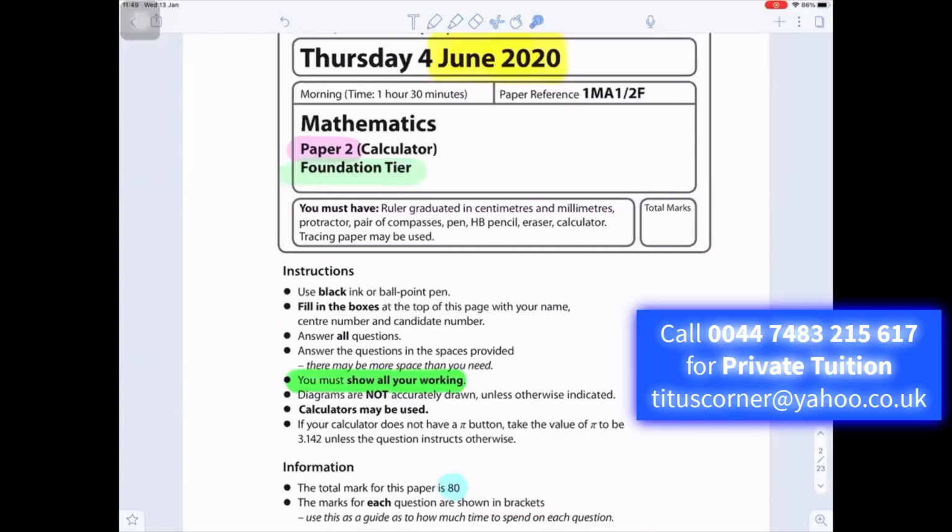Mathematics, June 2020, Paper 2, Foundation Tier. For this paper, you're allowed to use a calculator. The total mark for this paper is 80. You must show all your working, and you need to answer all the questions.